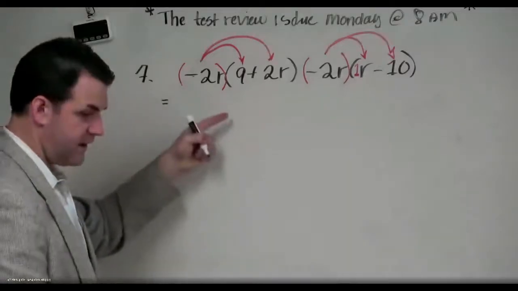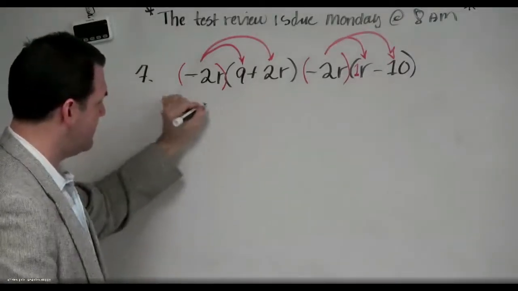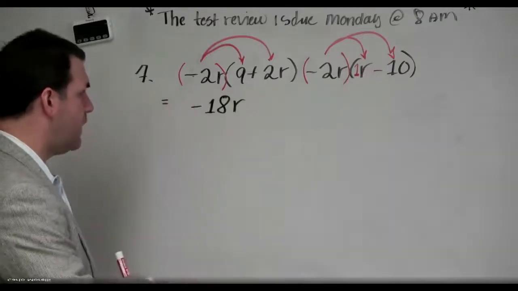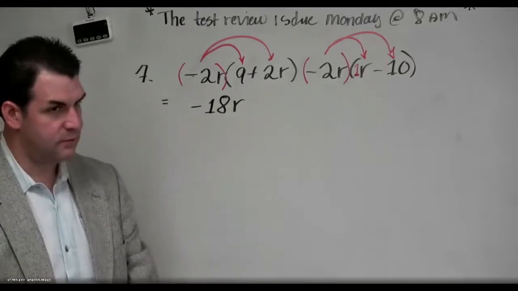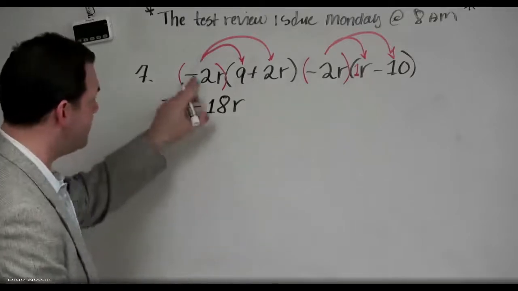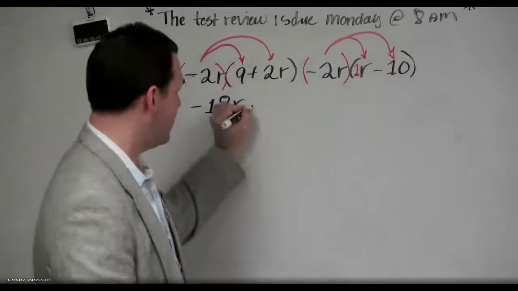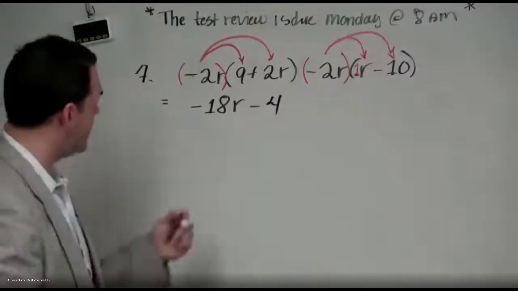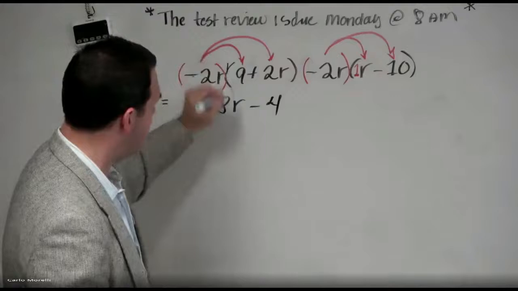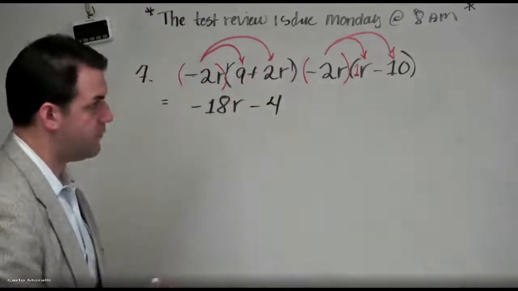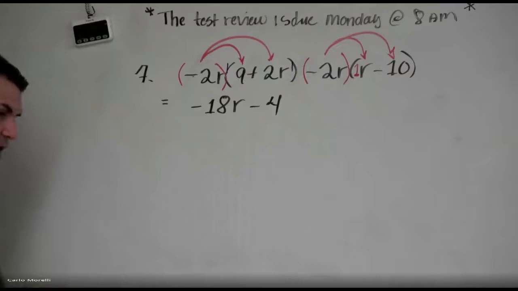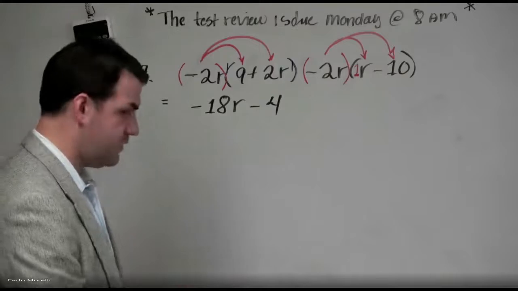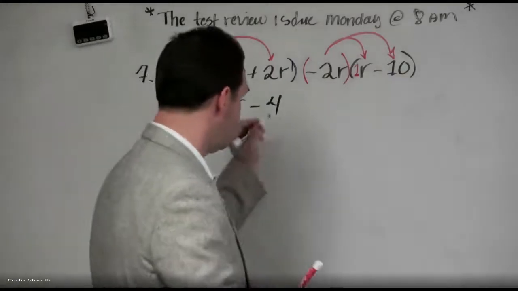Negative 2r times 9 is negative 18r. Negative 2r times positive 2r. First we'll multiply negative 2 times positive 2. That gives negative 4. And then remember the product rule for exponents. If I have r to the first times r to the first, which I do, that's r raised to the power of the sum of the exponents. So r times r is r squared, or r to the power of 2.